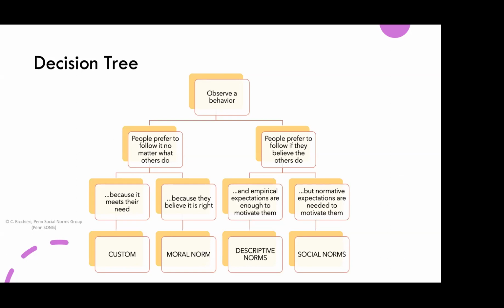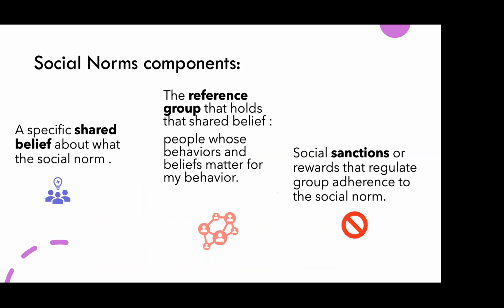Okay? It is a lot to take in, but I give you also a lot of references to read when you have time. So the social norm components, in a nutshell, are a shared menu of beliefs about the specific behavior, and a reference group that is fostering and pushing that sort of shared beliefs. So people whose behavior and beliefs matter to me and to my behavior.